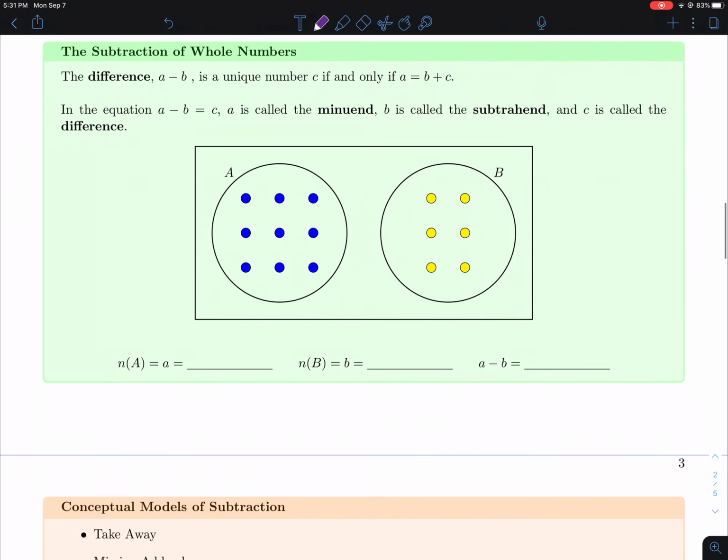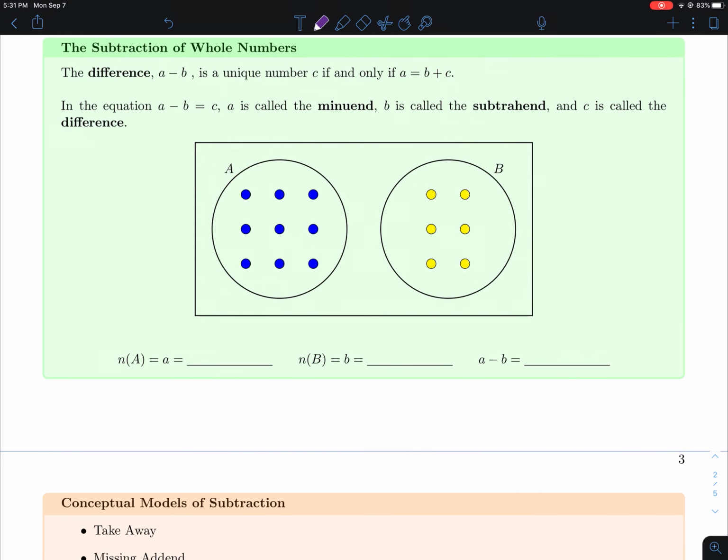All right. So subtraction, so notice same thing. We're starting off again with kind of our set model to begin with. And so the difference is another word for subtraction. So this is the same thing as, so A minus B is the unique number C if and only if A equals B plus C. So basically they're almost thinking about it as a check in this case. So if I add B to C, it gives me back my A again.